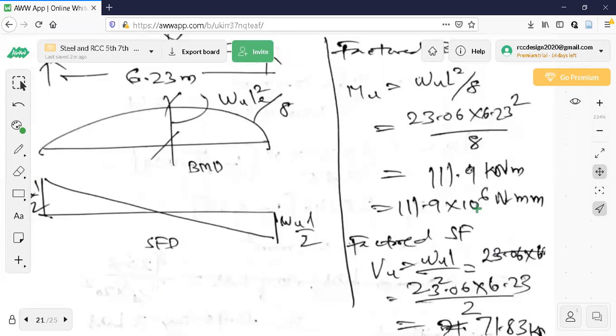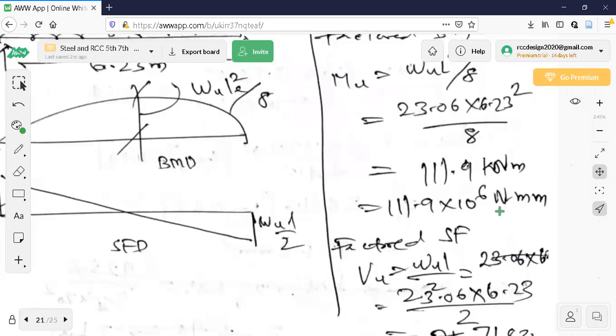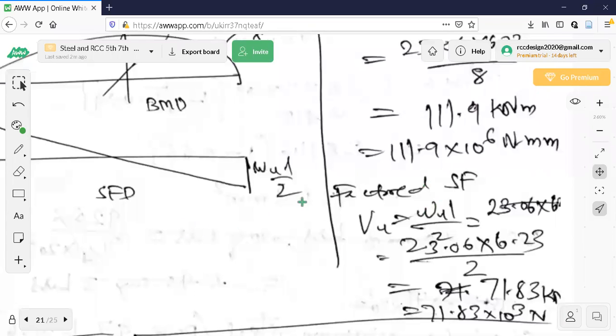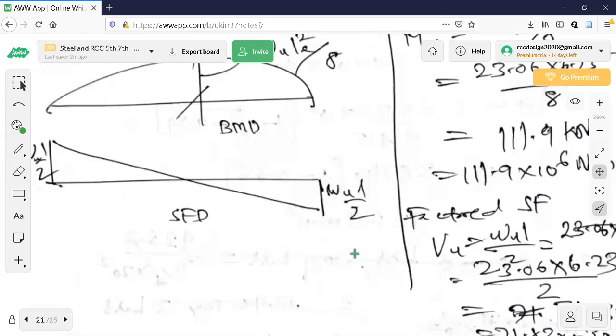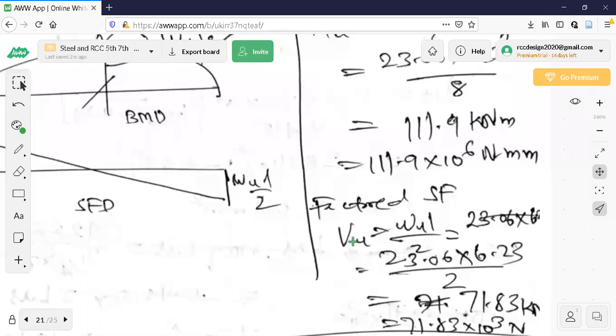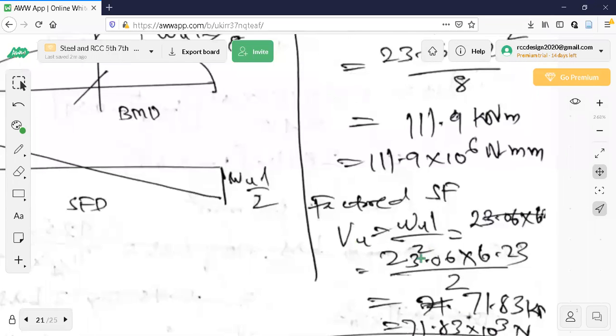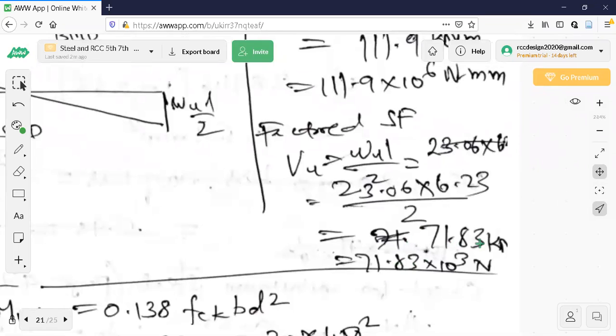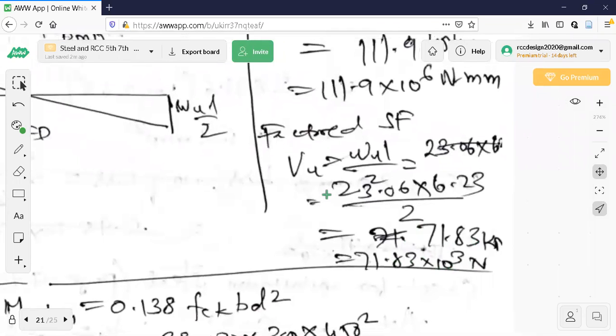119.119 kilonewton meter. Multiply by 10 raised to 6 because I want it in Newton mm. Similarly, factored shear force is WL by 2. So W means WU here, factored load or design load, 23.06 into 6.23 divided by 2. So I got it as 71.83 multiplied by 10 raised to 3 because I want this value in newtons. Why this is required in newtons, we will come to know in the next step only.